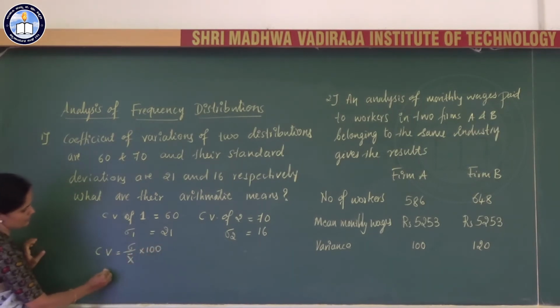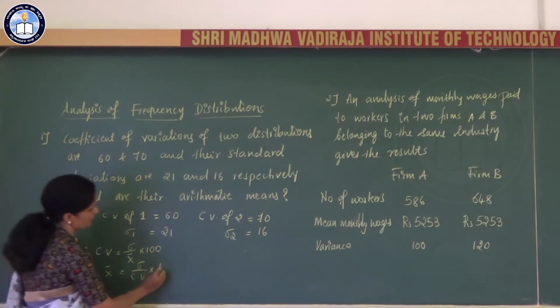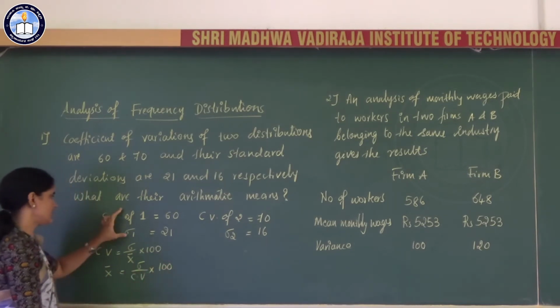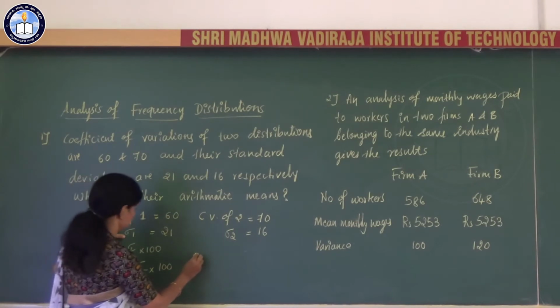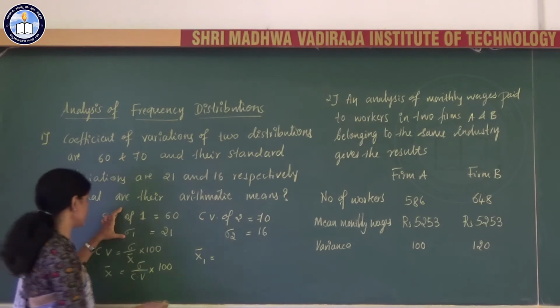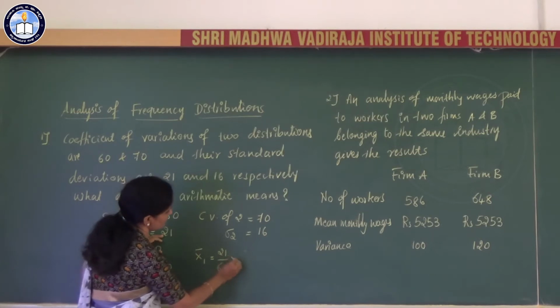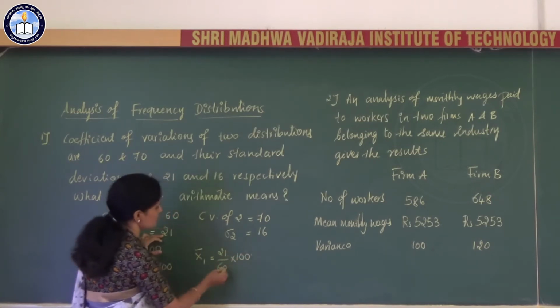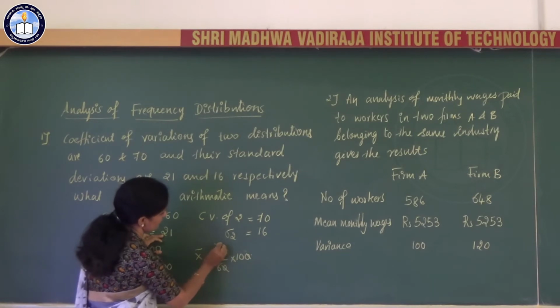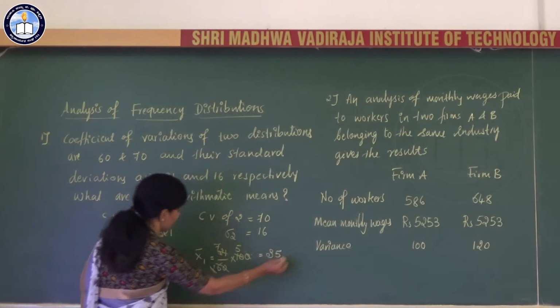So here I want x bar, therefore x bar is equal to standard deviation divided by coefficient of variation into 100. So I will take the answer for the first series, x bar of 1. What is the sigma for this? 21 divided by 60 into 100. So 0 and 0 cancel, 3 7s are 21, 3 5s are 15, so we will get the answer as 35.